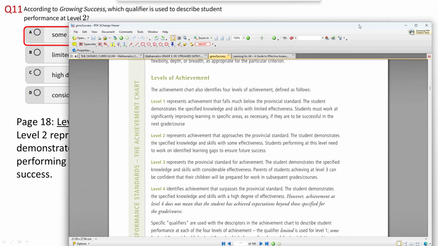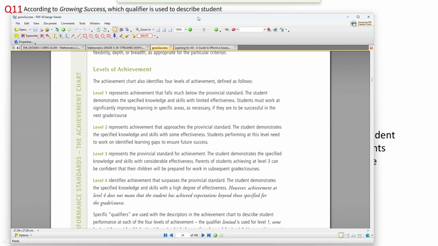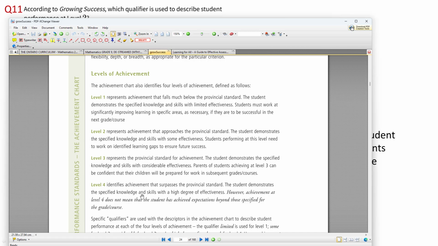And in fact, if I bring that page 18 over here too, see, "considerable" is used for level 3 and level 4. Where's the qualifier? We're looking for a high degree, right? High degree of effectiveness for level 4.